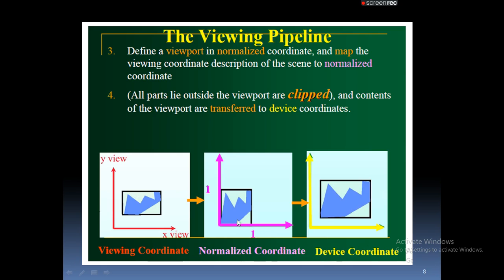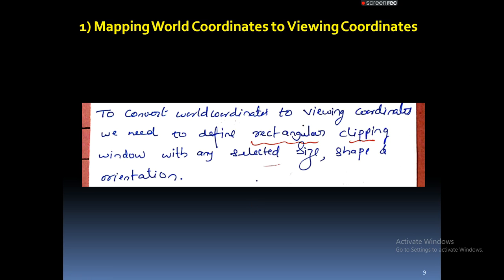In step 4, we need to map normalization coordinates to device coordinates with the help of a viewport. So these are the sequence of transformations we need to perform when we want to view any object on the screen of the monitor. So we have derivations, and we have problems when we want to map world coordinates to viewing coordinates. We will see them one by one.